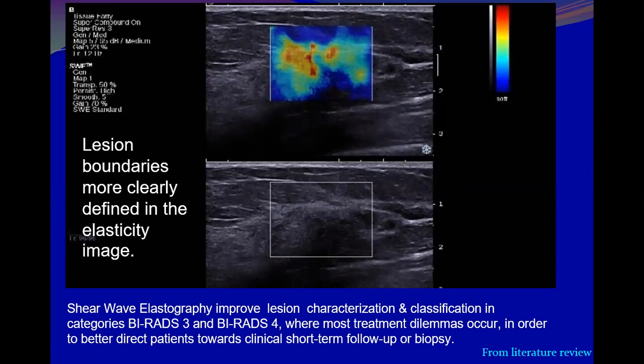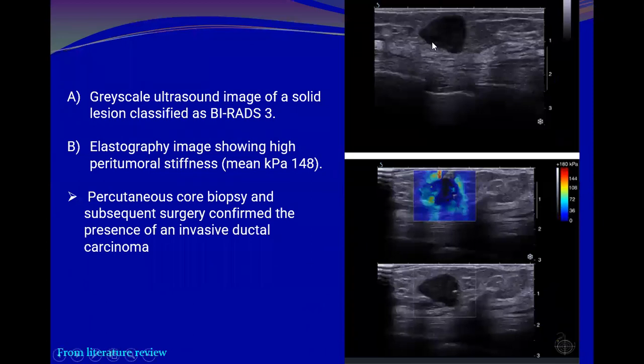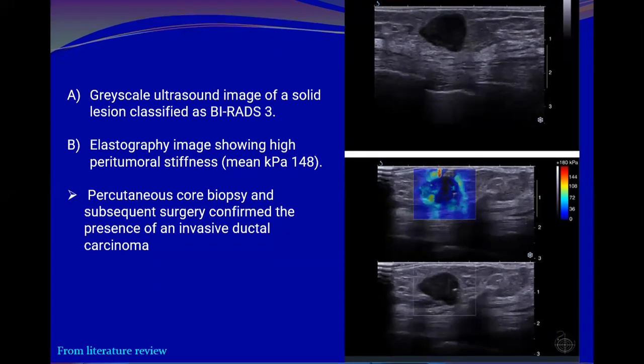So in this case, elastography is definitely helping us. This is a circumscribed lesion, homogeneous, but not very typical of fibroadenoma, and it was reported or classified as BI-RADS 3. For me, I'll not put it at 3, I'll put it at least 4A. By activating shear wave elastography, the lesion itself is not stiff, but the surrounding parenchyma demonstrates stiffness. For that, a biopsy was performed and revealed invasive ductal carcinoma. So in this type of equivocal lesion, elastography is really helpful.